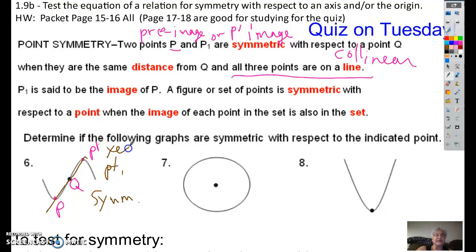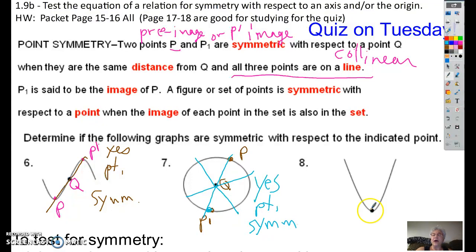So this one is a yes. This one, I think you can also see that no matter where I put P, the pre-image, or P prime, the image, when I draw a line, no matter where I put the points, well, I didn't hit that exactly right, but let's just stretch that a little bit. No matter where I put P and P prime, I'm going to go through all 3 points with a collinear line. So this is also yes, point symmetry.